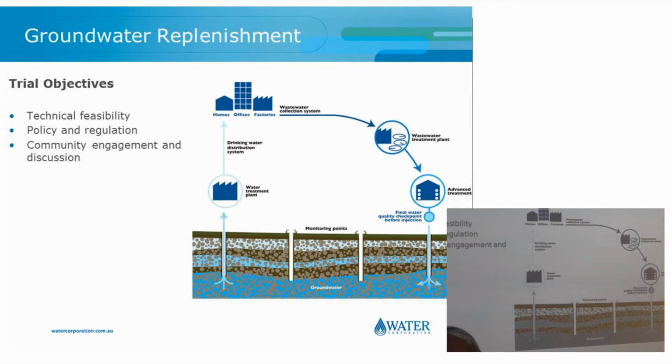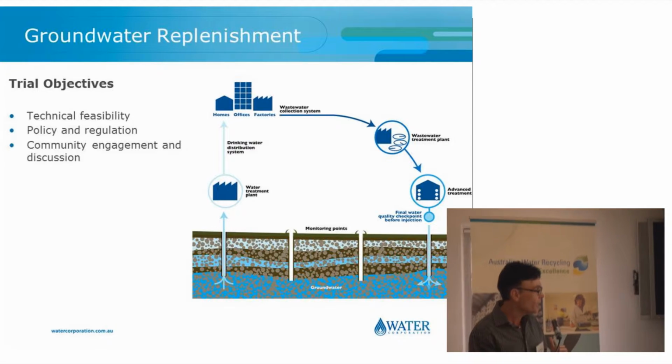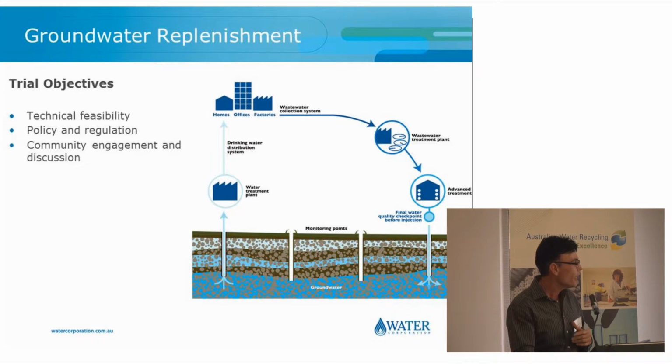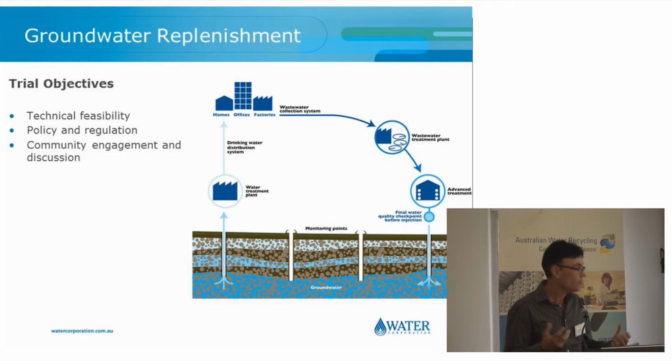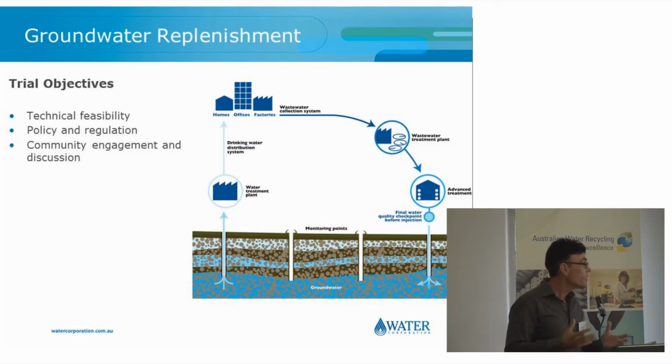Then over many decades, the water will travel through the aquifer and find its way to our existing production well, which is about 5 kilometres from the actual recharge point. It then goes through a water treatment plant and into the distribution system. So that's the concept. In terms of the trial objectives, there were 3.